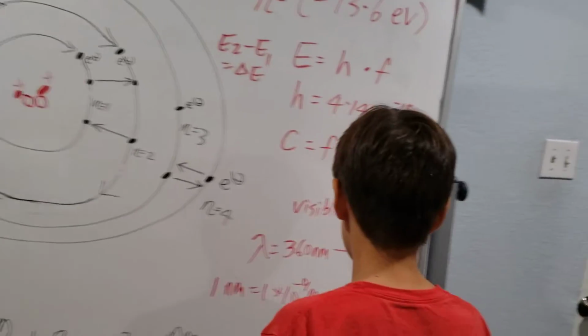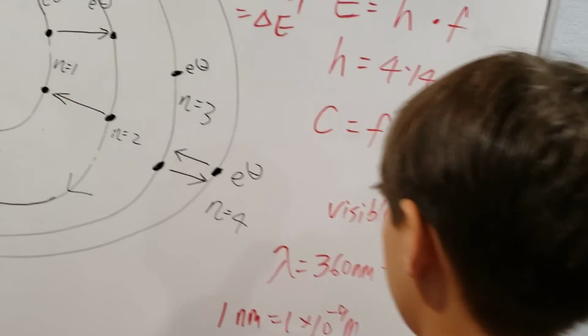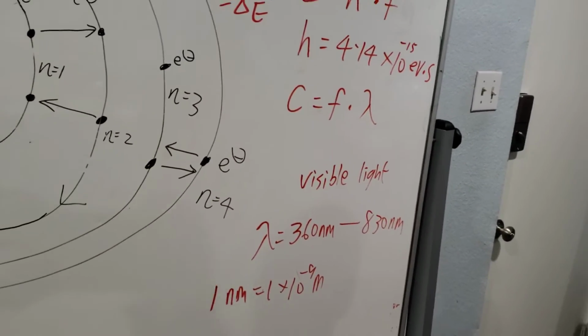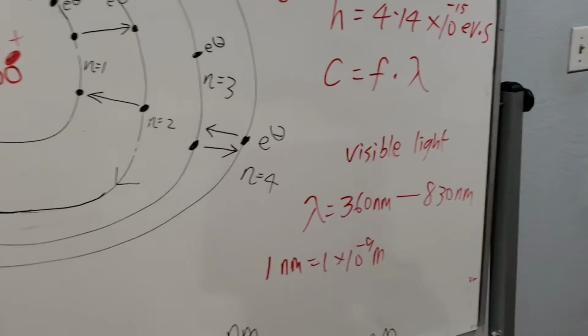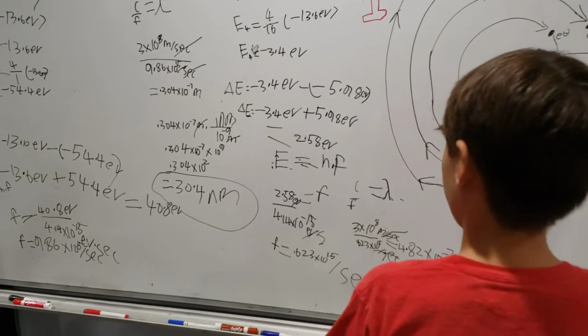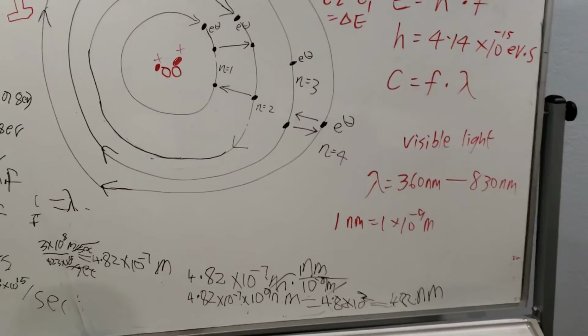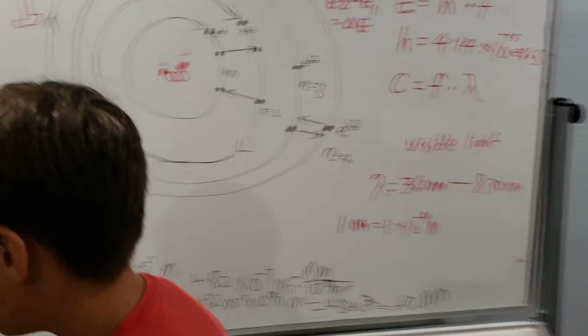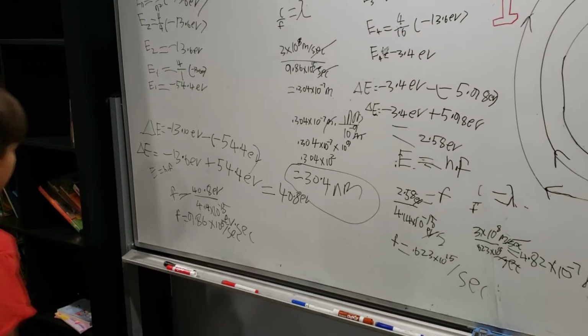Which color is it? So what's the range of visible light? 360 nanometers to 830 nanometers. Okay, so in this case, oh no, it's not a color, it's ultraviolet. How do you know it's ultraviolet? Because all the numbers from 360 down to like 10 are ultraviolet.